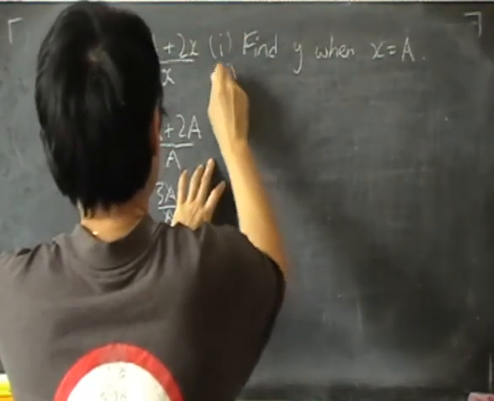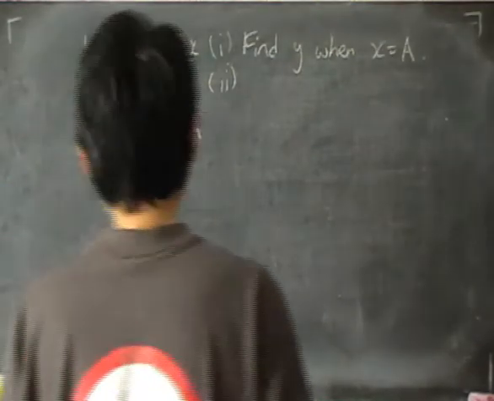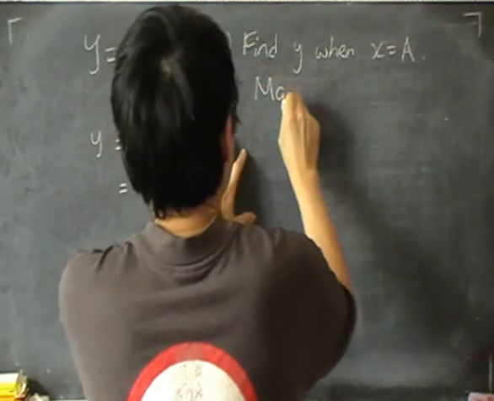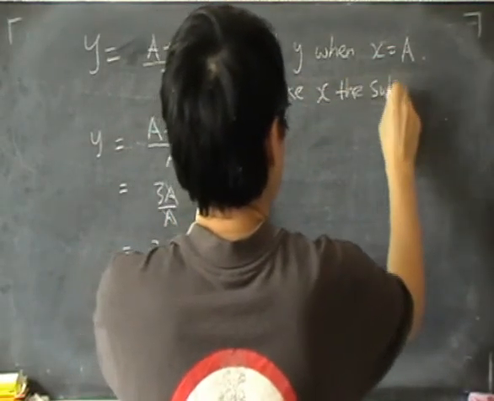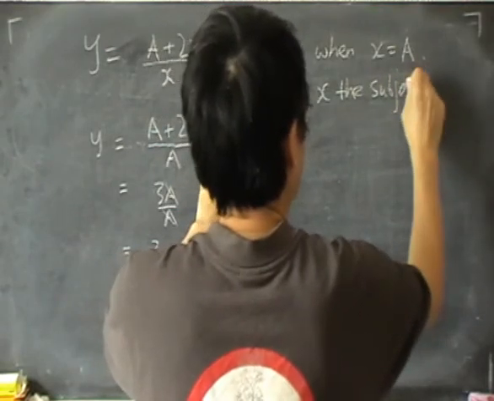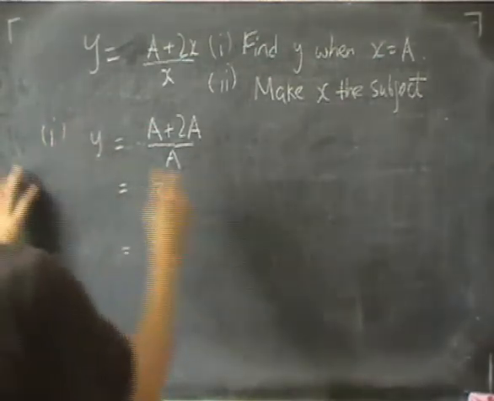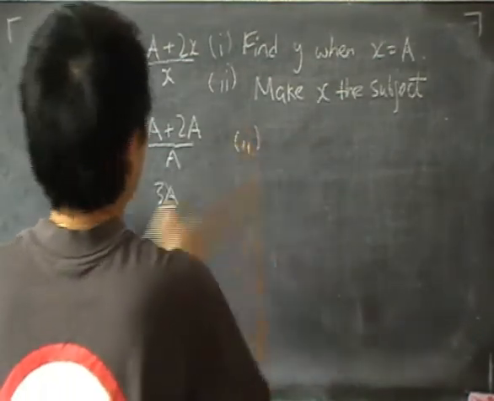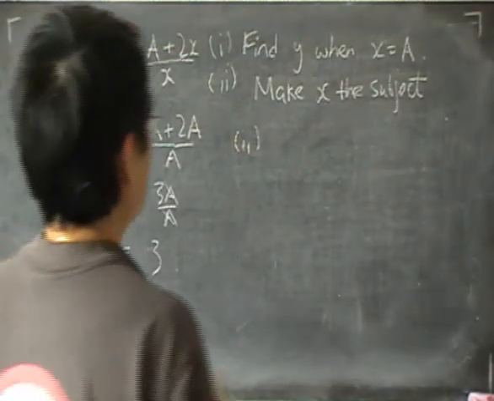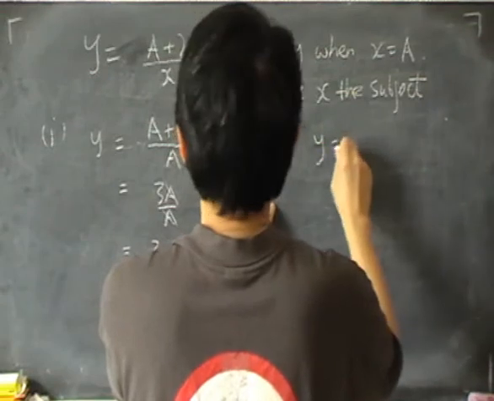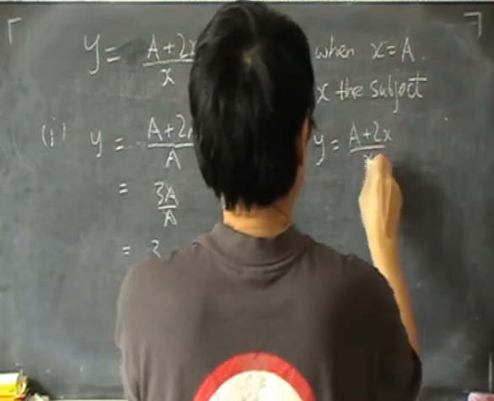In the next part, we want to make x the subject. Alright, that's part 1. Part 2, to make x the subject. Alright, we start with y equals a plus 2x over x.